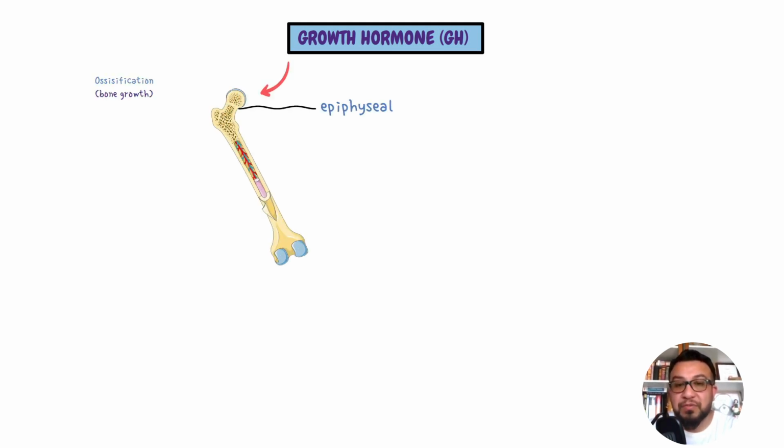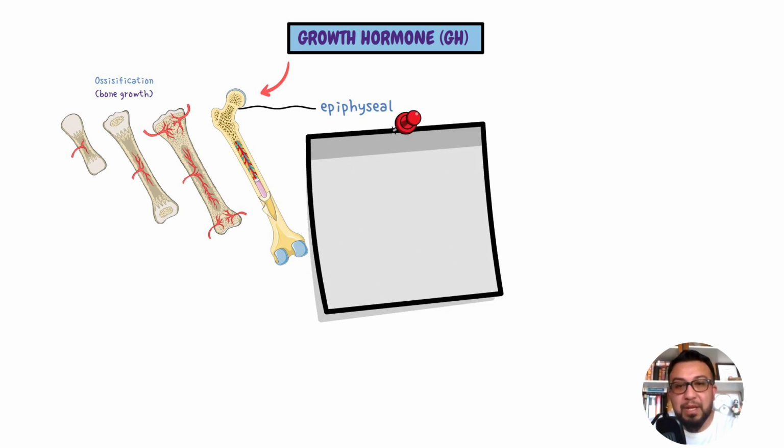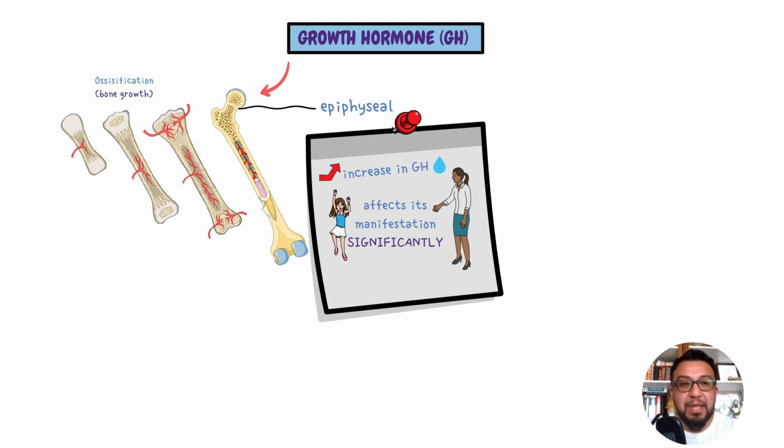Growth hormone aids in growth and development. GH directly influences growth at the epiphyseal plates of the long bones, which ossify by the end of puberty. Now, this is an important component for you to understand, because when growth hormone is increased as a disorder, whether it happens before puberty is over or after puberty is over, it will affect the manifestations significantly.